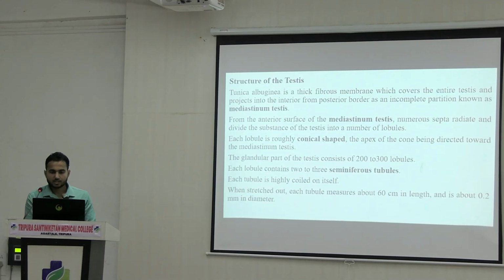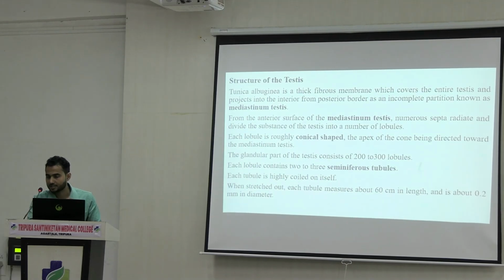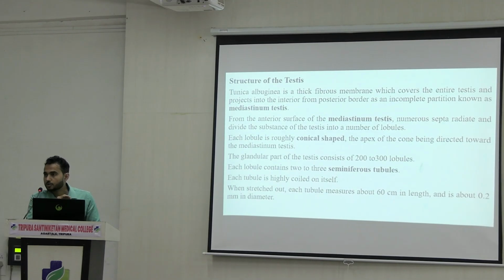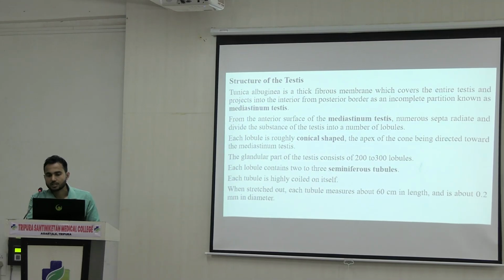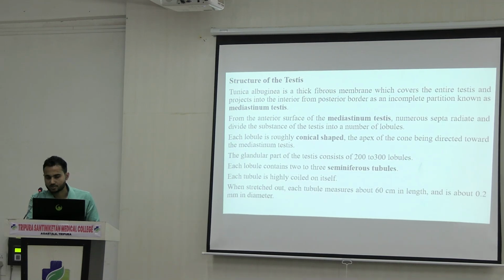Now, if you see the structure of the testis, the tunica albuginea is a thick fibrous membrane. First of all, it will cover the entire testis and project into the interior from the posterior border as an incomplete partition, and that is called the mediastinum testis. I have shown you just now in the diagram.